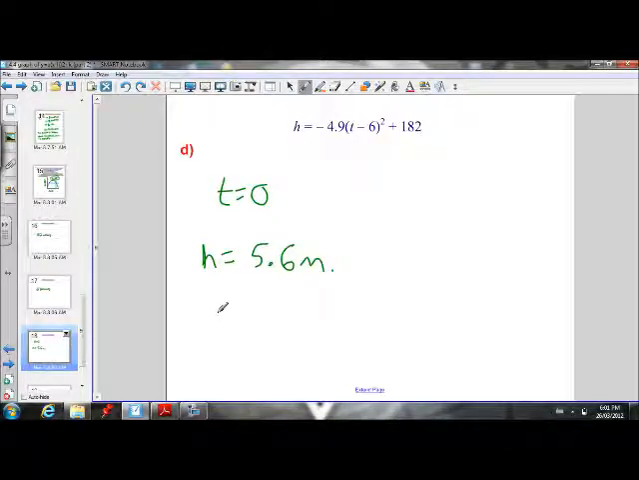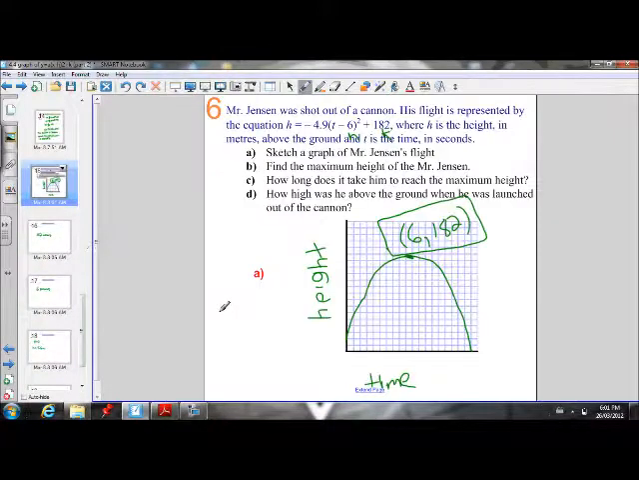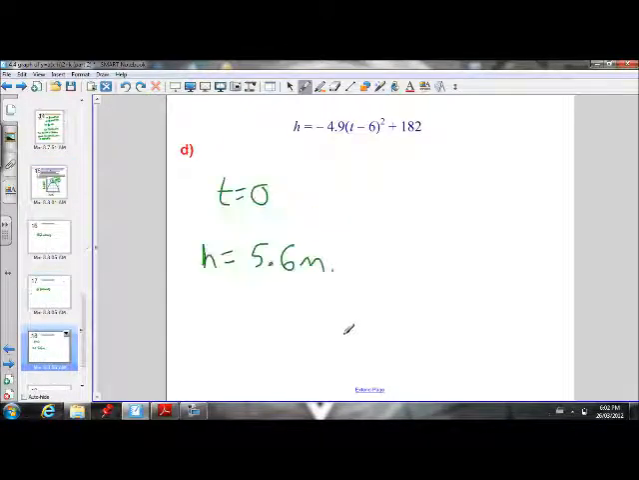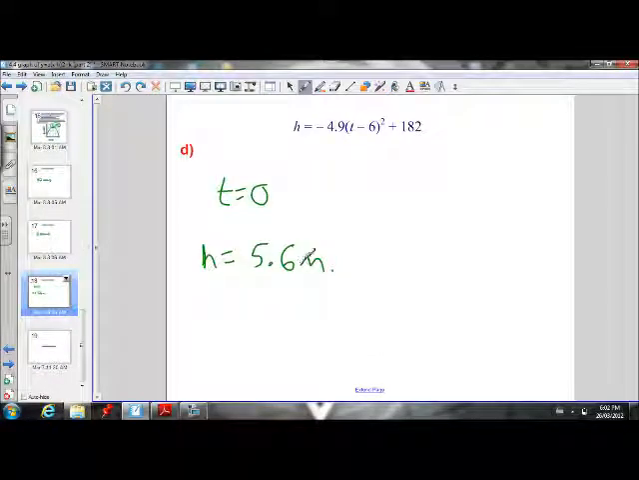Okay. So make sure you can go through and figure all those out. You're able to interpret the vertex. Okay, this vertex, the x-coordinate represents the time. So at 6 seconds, my height is 182. The y-coordinate is 182. So at 6 seconds, that's my maximum height of 182 meters. And then once again, how high above the ground when I was launched. So when time is 0, plug in 0 for t, and we would solve that our h value is 5.6.